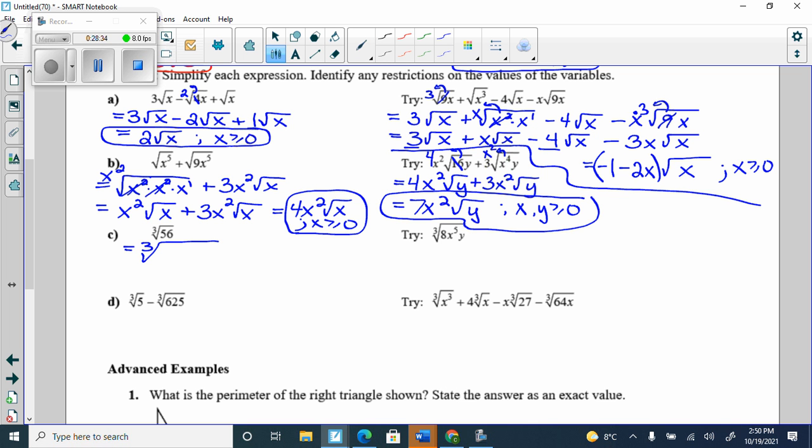Oh. The 8 came out as a 2. Yes. Yeah. I see you now. I see where you're at. 8 times 7. 8 comes out and becomes a 2. So we get 2 cube root of 7.